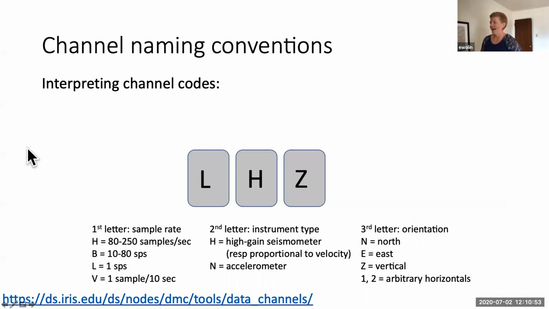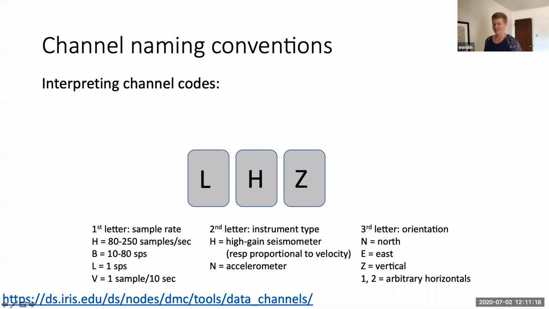Okay. Last thing I wanted to follow up on are channel naming conventions. So interpreting channel codes, there are some loosely followed conventions. Some people adhere to them more than others, but channel names are generally 3 letters. The first letter tells you the sample rate. So here are some examples.